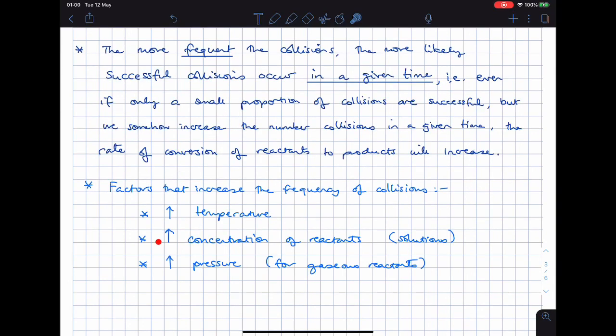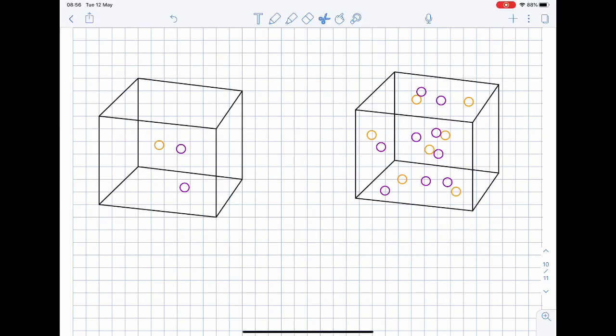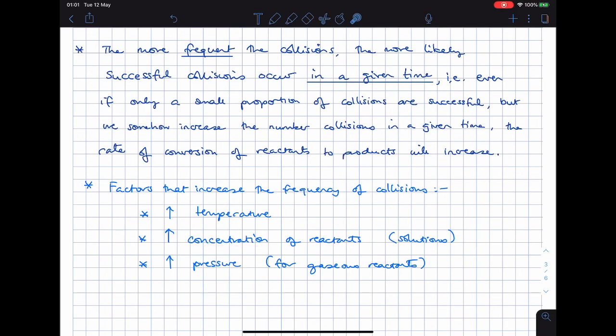Whether we are increasing the concentration of solutions or increasing the pressure of gases, more particles of reactants in a given volume will mean that the particles will be closer together and therefore more likely to collide together in a given time, so the frequency of collisions would increase with increasing concentration and increasing pressure.